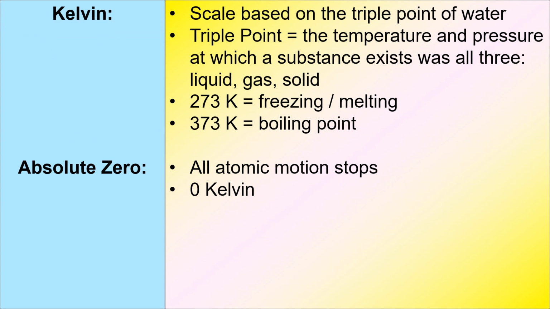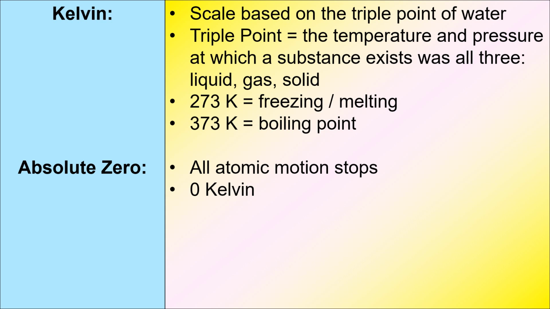Kelvin is a completely different animal, and it's based upon what we call the triple point of water. The triple point is the pressure and temperature at which a substance, no matter what it is, can exist in three different states. So in this case, the triple point of water, we're talking about the point at which water is frozen, is also a gas, so water vapor, and is also a liquid. So we get all three of those at the same time.